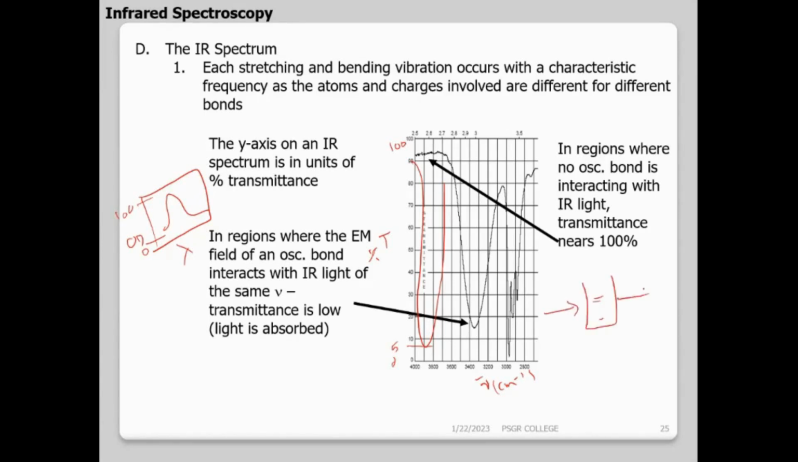I am giving the radiation. So this is the intensity of incident radiation, and this is the intensity of transmitted radiation. I say 5% is getting transmitted. What does it mean? 95% is absorbed. 95% of radiation has been absorbed.